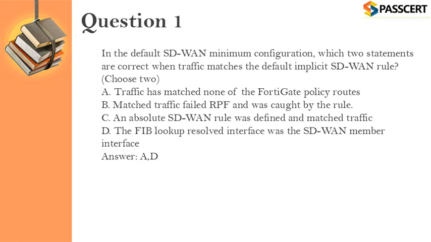Question 1. In the default SD-WAN minimum configuration, which two statements are correct when traffic matches the default implicit SD-WAN rule? Choose 2. A. Traffic has matched none of the FortiGate policy routes. B. Matched traffic failed RPF and was caught by the rule. C. An absolute SD-WAN rule was defined and matched traffic. D. The FIB lookup resolved interface was the SD-WAN member interface. Answer: A, D.